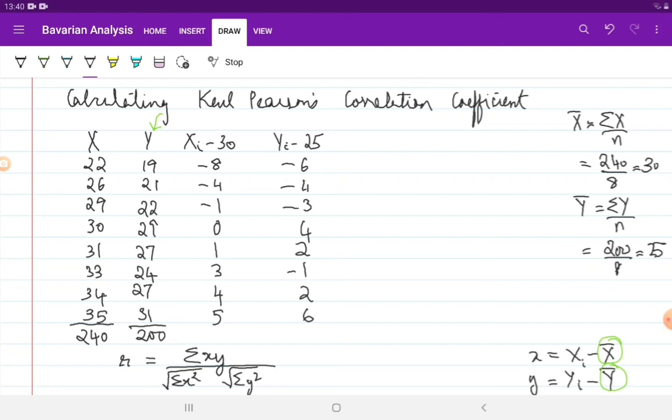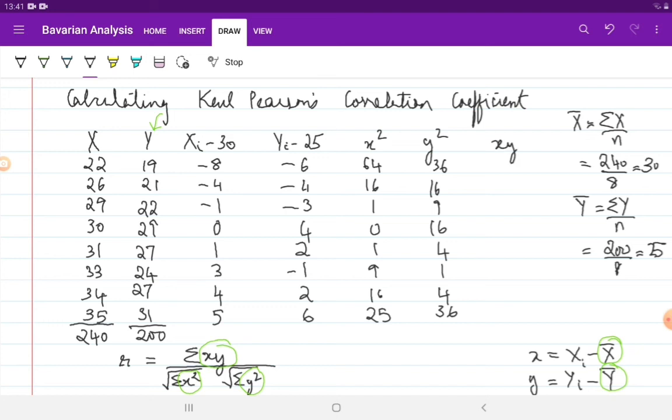Now we need to find xy, x square and y square. Small x square will be 64, 16, 1, 0, 1, 9, 16, 25. Small y square, that is yi minus y bar whole square, will be 36, 16, 9, 16, 4, 1, 4, 36. And you also need to find summation xy.